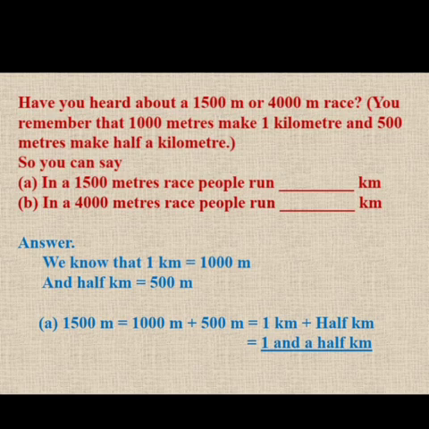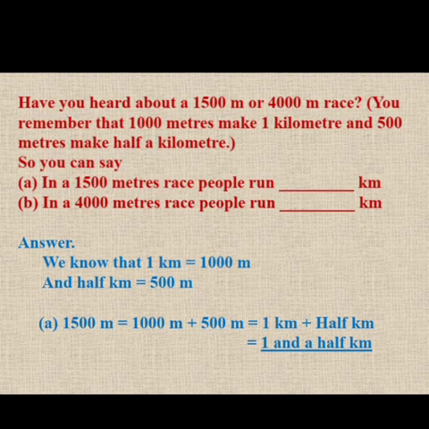So we can write 1000 plus 500 meter, because if you add them you will get 1500 meter. As you all know that 1000 meter is equal to 1 kilometer. So definitely we can write 1 kilometer plus half kilometer. Why half kilometer? As half kilometer is equal to 500 meter, right? So we can write 1.5 kilometer. That means in a 1500 meters race, people run 1.5 kilometer.